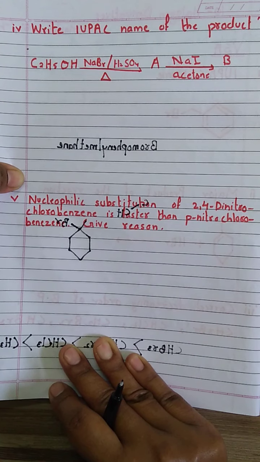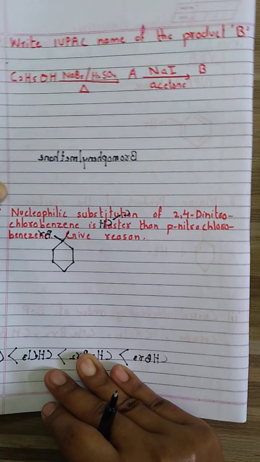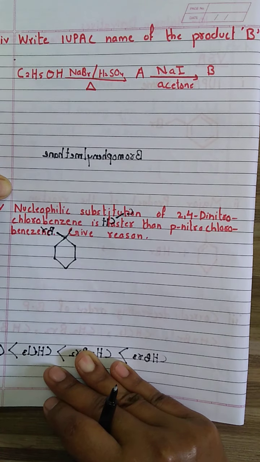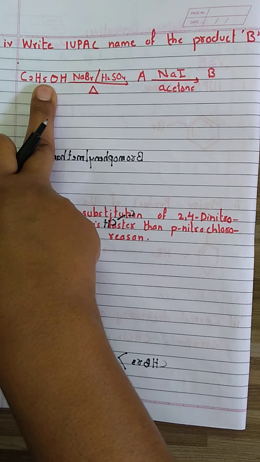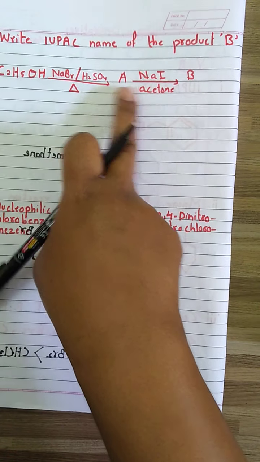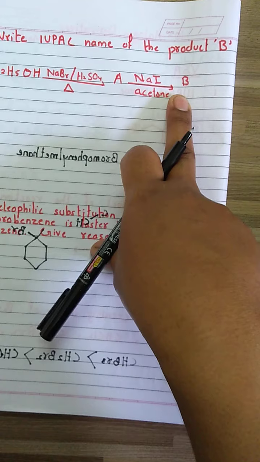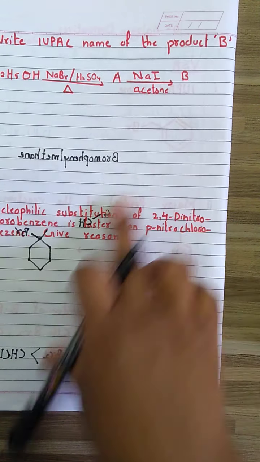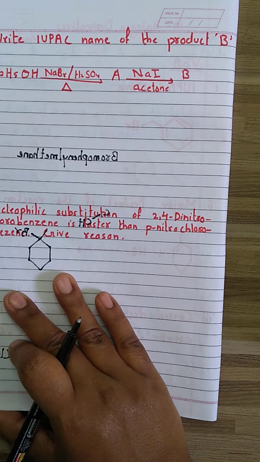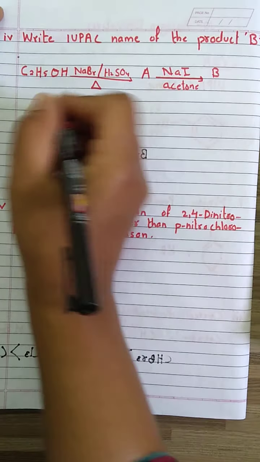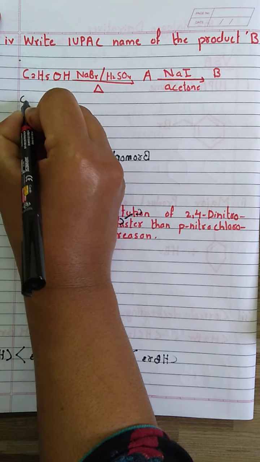Write the IUPAC name of the product B in the given reaction. Now a reaction is given, and here A and B, you have to write the name of the product B. So for that you must first write what is the reaction. So let's try to write the reaction.